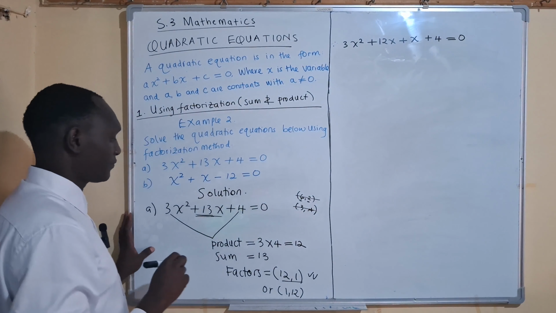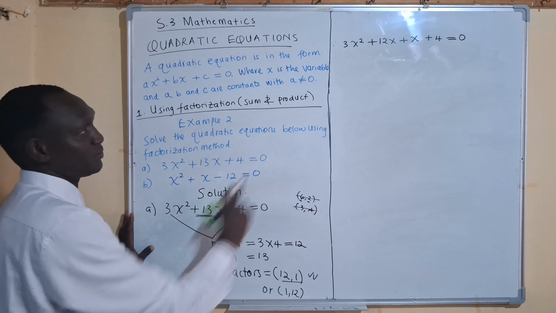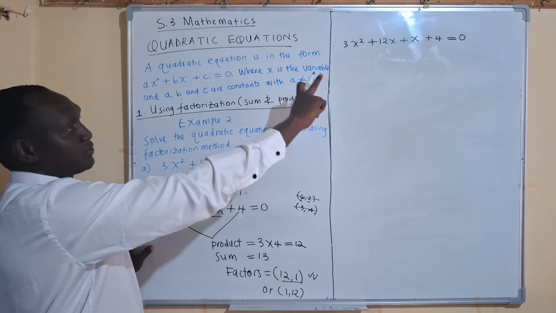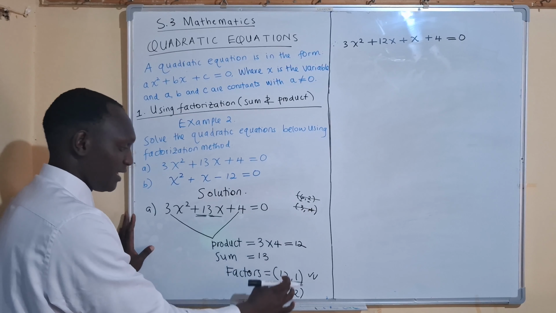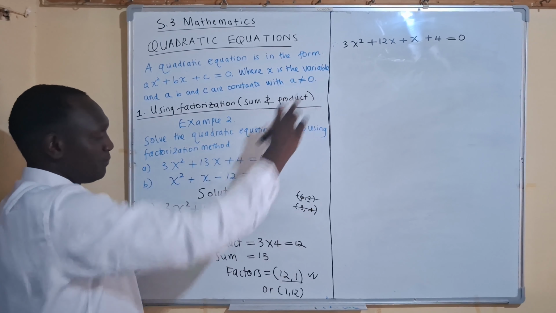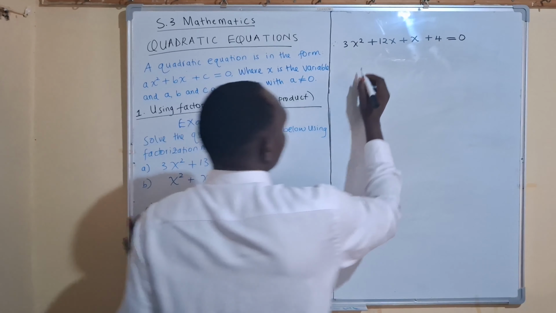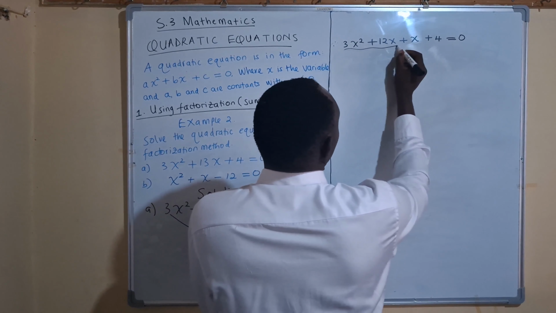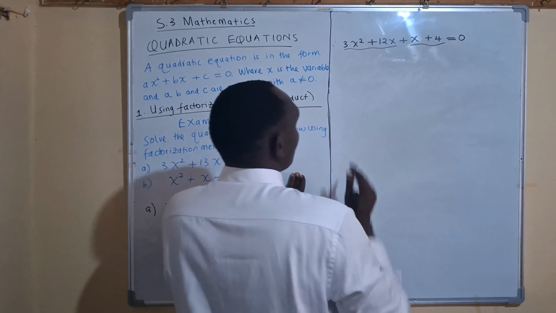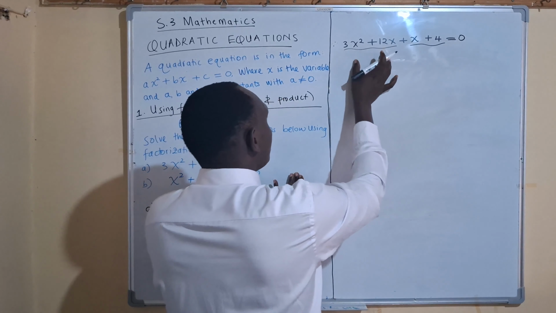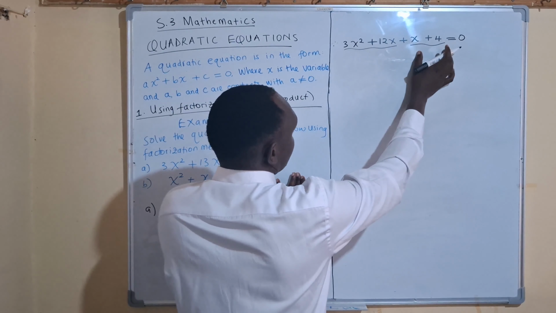If you look here, we have opened out 13x into two terms, 12x and x. 12x plus x gives us back 13x. Whatever we have been doing was just to assist us to open up this 13x into 2 terms, so that in total we have 4 terms. What can we do here? We are going to factorize the first two terms separately and the second two terms separately.